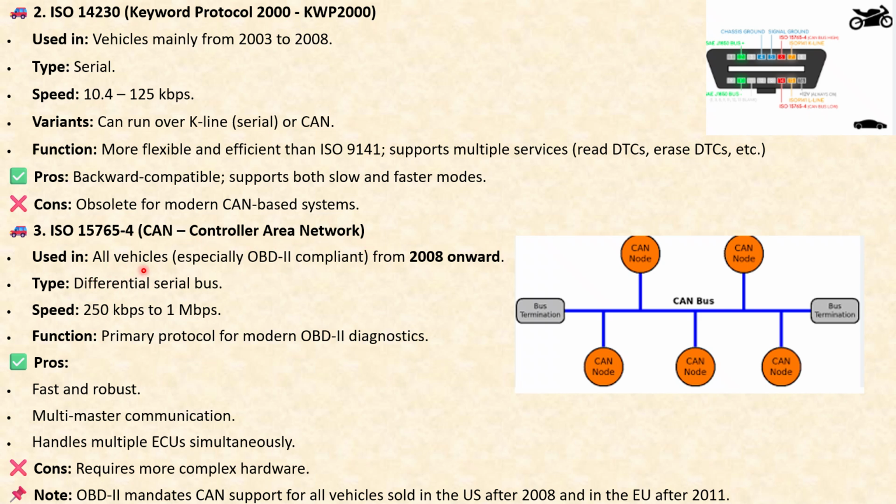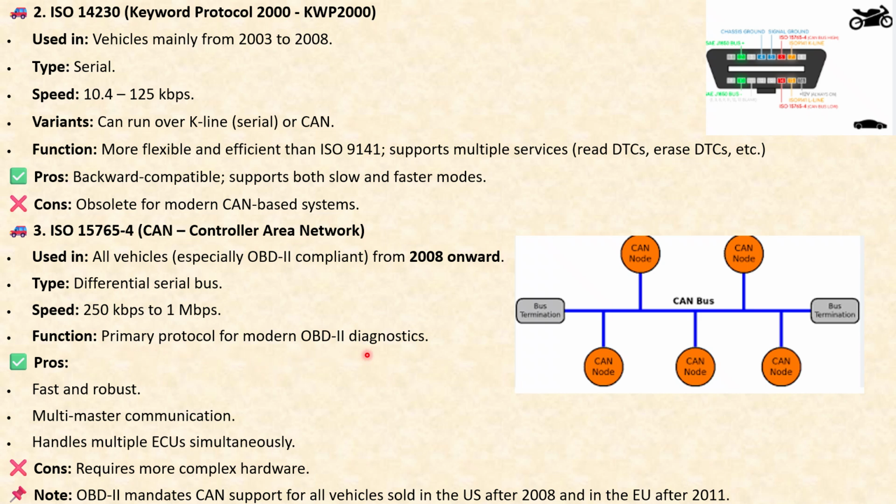This is used in all vehicles, especially OBD-II compliant vehicles from 2008 onwards. Now, CAN, the Controller Area Network, is arguably the most popular communication protocol in the automotive industry so far. Of course, some modern protocols are making a foray into the market, but even today, CAN stays a force to reckon with. The type is differential serial bus. Speed is 250 kbps to 1 Mbps. As you can see, from 125 kbps to 1 Mbps, the speed has increased.